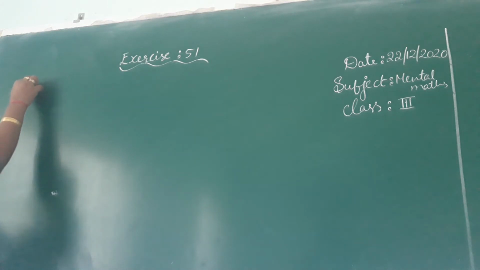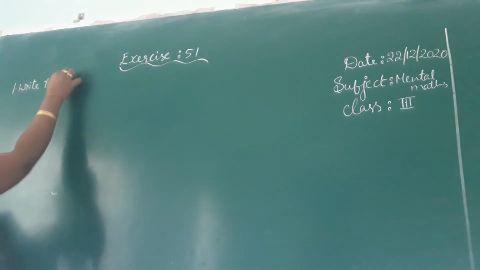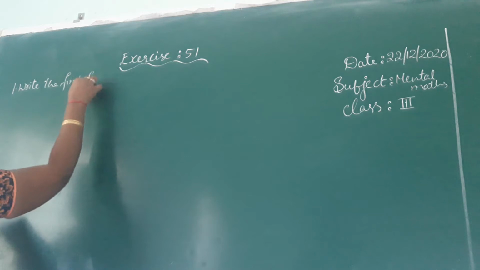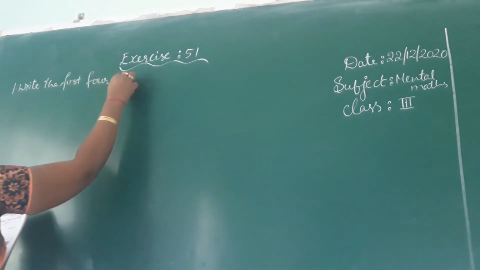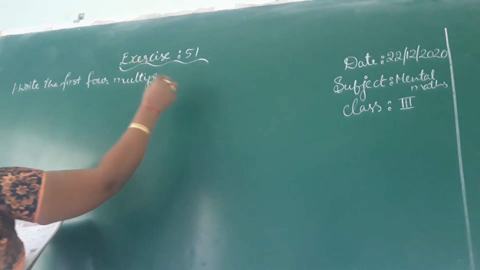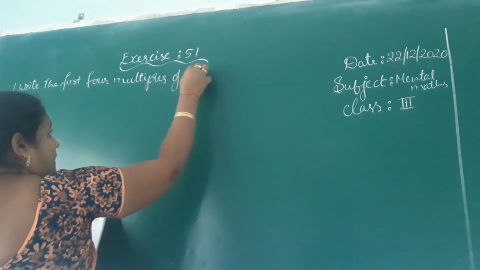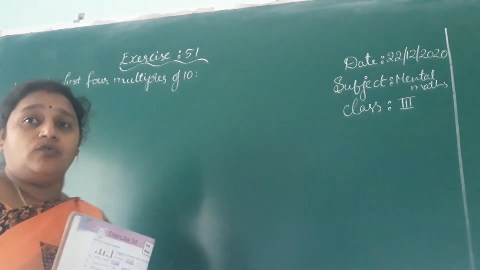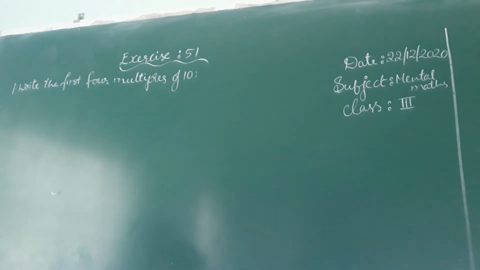Write the first four multiples of 10. What are the multiples of 10, children? The numbers which we get if we multiply 1, 2, 3, 4 with 10 are called the multiples of 10.